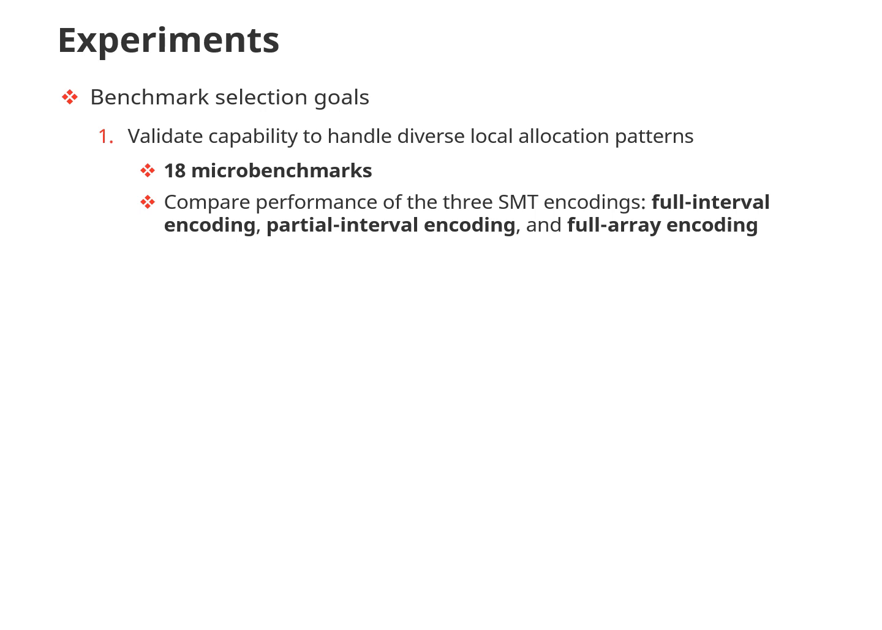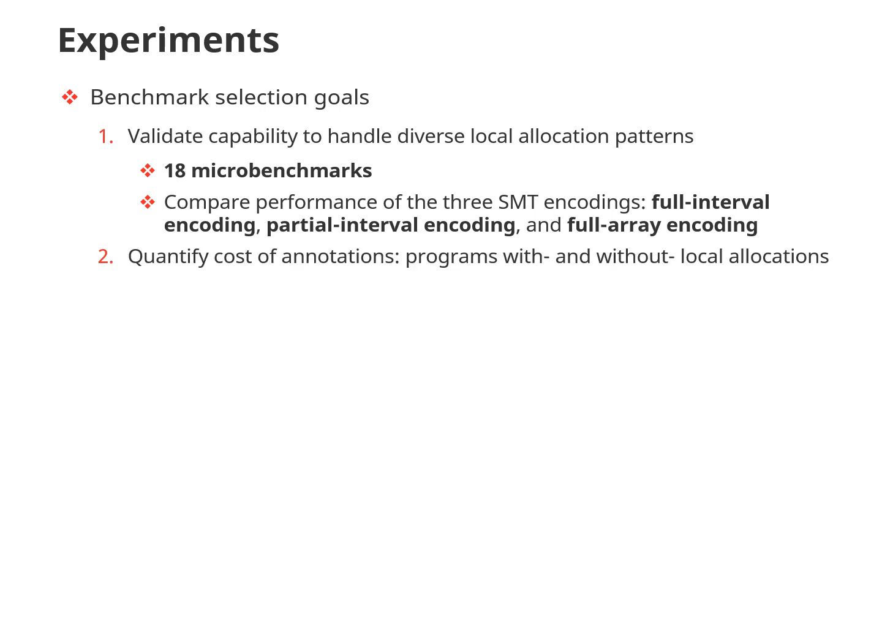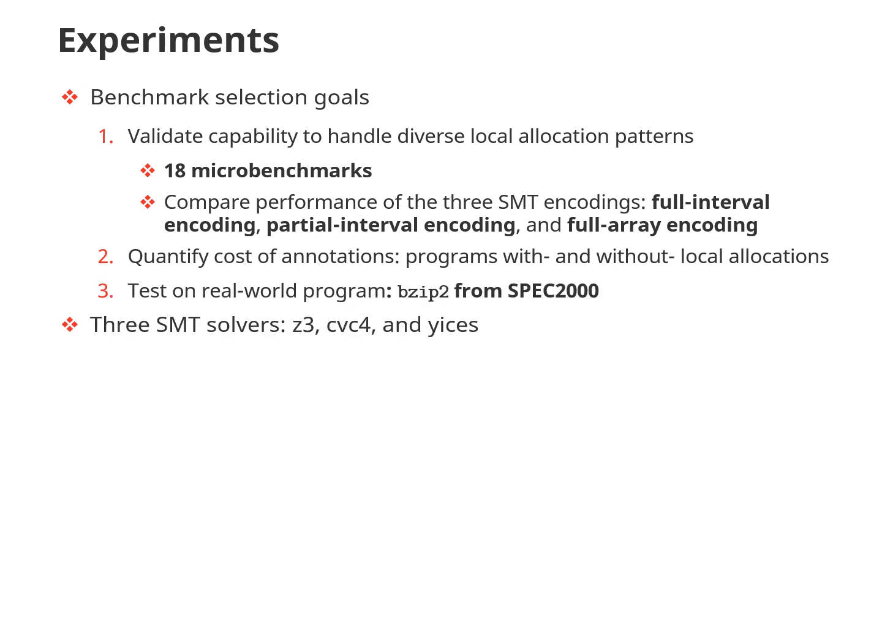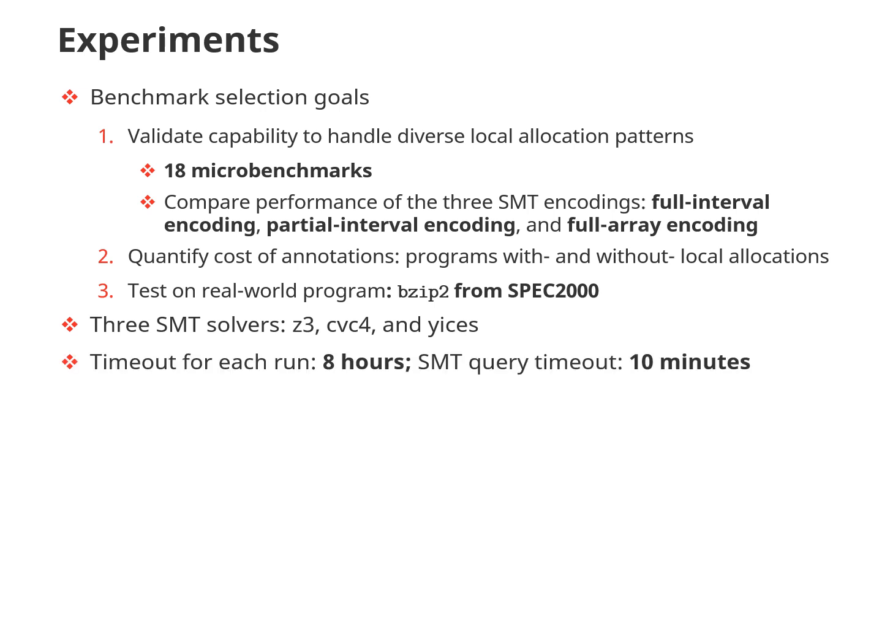The algorithm is implemented in a tool and we evaluate it using a set of experiments. In the first experiment, we assess the capability to handle diverse local allocation patterns using a set of micro benchmarks. We also evaluate the performance of the 3 SMT encodings as part of this experiment. In the second experiment, we attempt to quantify the cost of annotations. In the third experiment, we evaluate the tool on a real-world program. We run 3 SMT solvers in parallel for a maximum of 10 minutes for discharging a proof obligation. We use a timeout of 8 hours for each procedure level refinement check.